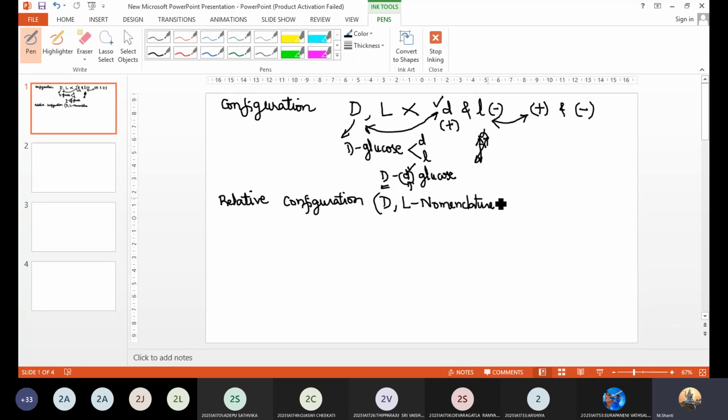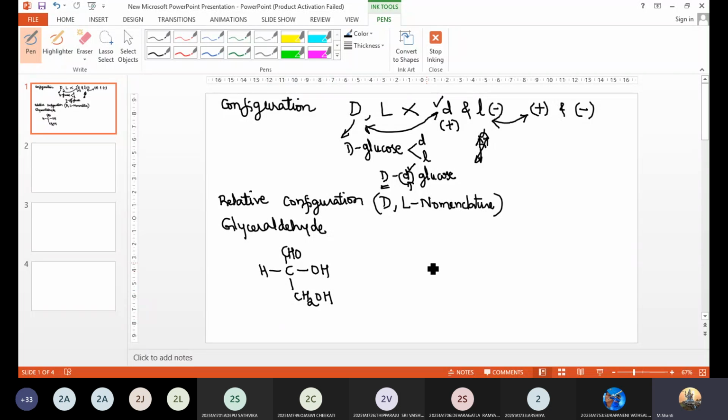Relative means you have a particular standard by which you are comparing your molecule and then assigning the configuration for the molecule. So that configuration is called the relative configuration. For this you are going to take the standard as glyceraldehyde. Now what is this glyceraldehyde? Any idea about the structure? There are actually two glyceraldehydes. Based on these structures, you are going to give the configuration for the molecule as D or L. So I'm writing these two.